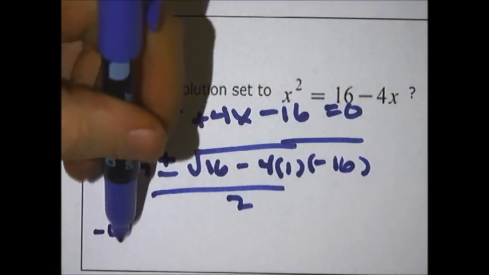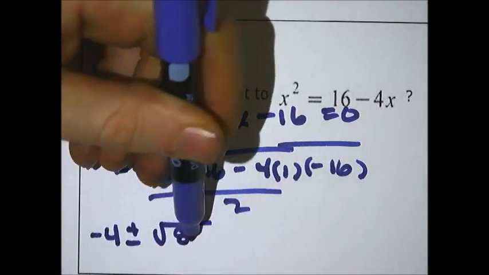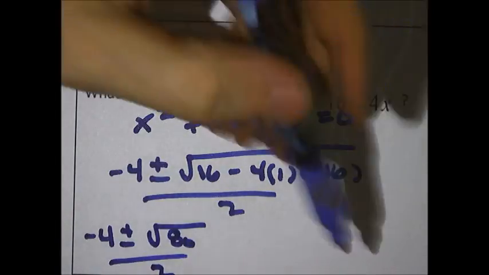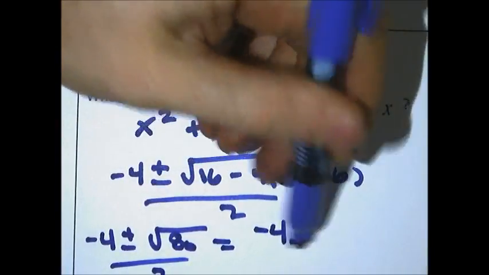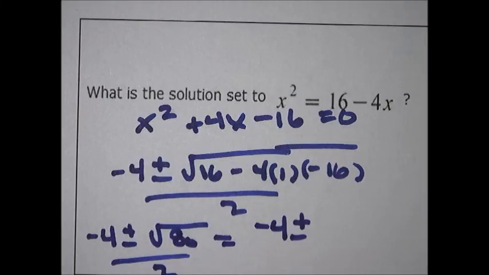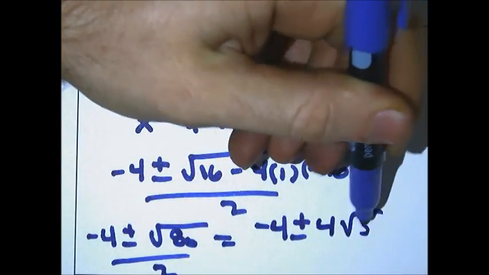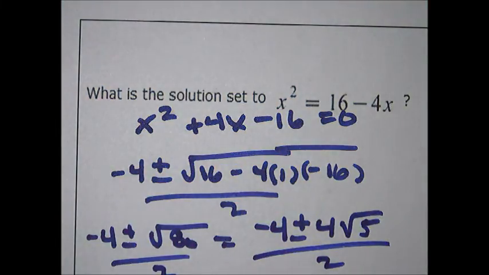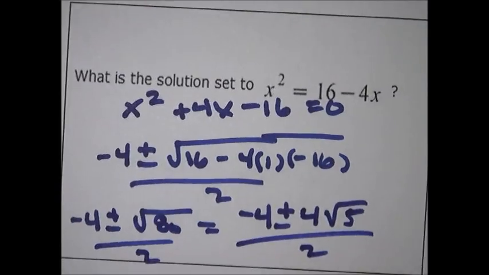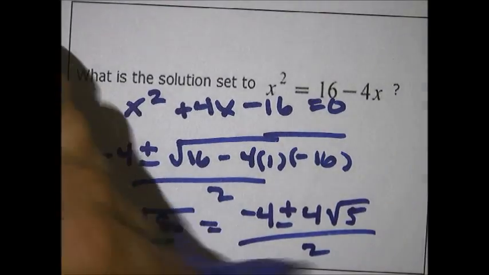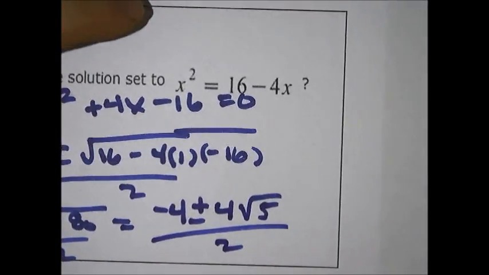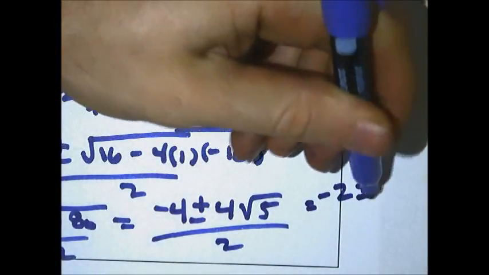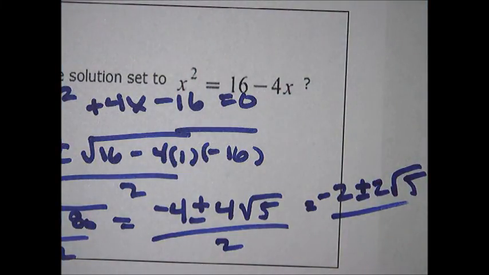So this is negative 4 plus minus the square root of 80 over 2 is equal to negative 4 plus minus 80 breaks down into 16 times 5. 16 times 5 would really be 4 root 5 over 2, which is a good answer, but probably multiple choice. So I need to divide everything out there by 2. Final answer, negative 2 plus minus 2 root 5 over 1, or just negative 2 plus minus 2 root 5.